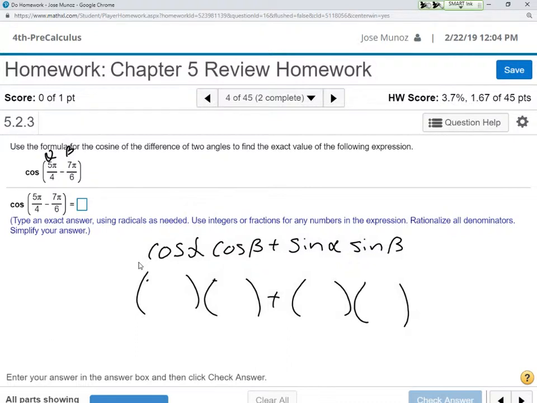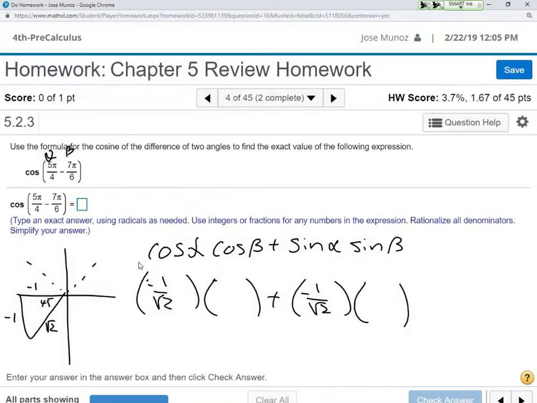What is 5 pi fourths? I think 5 pi fourths is right here, where this is 45 degrees. Right? No, yeah, because look, that's 45, 1, 2, 3, 4, 5. So that would be -1, radical 2. So the cosine here is -1 over radical 2. Cosine is adjacent over hypotenuse. So -1 over radical 2. And then sine is the same thing, right? -1 over radical 2. So you okay with those two?